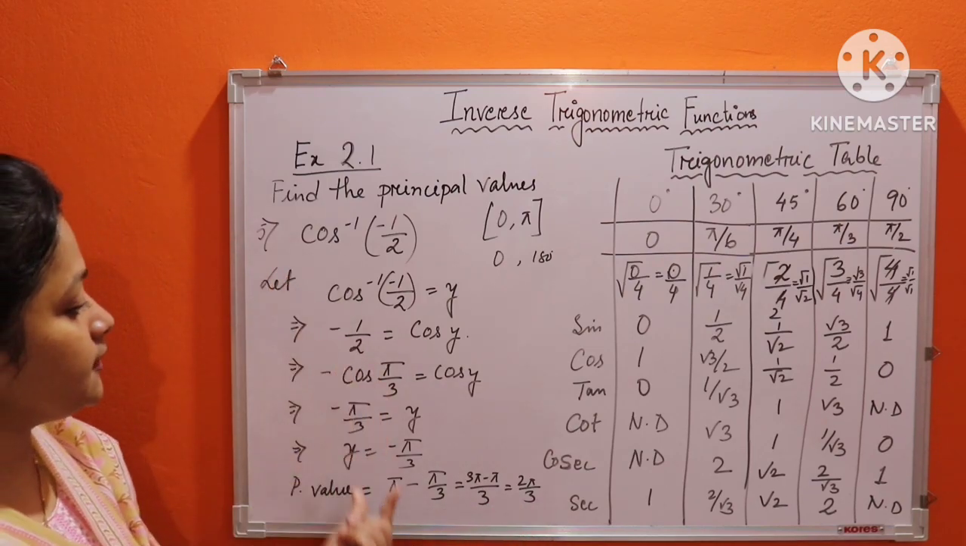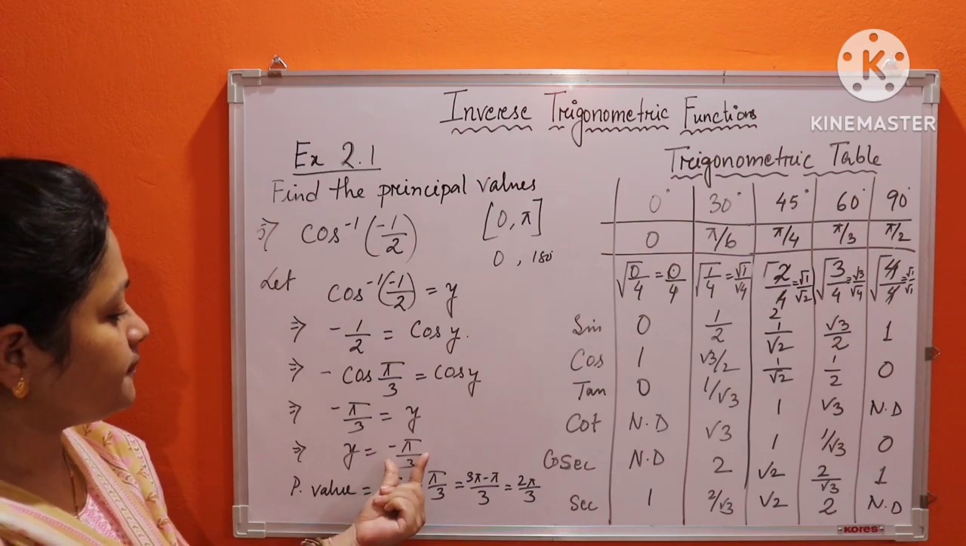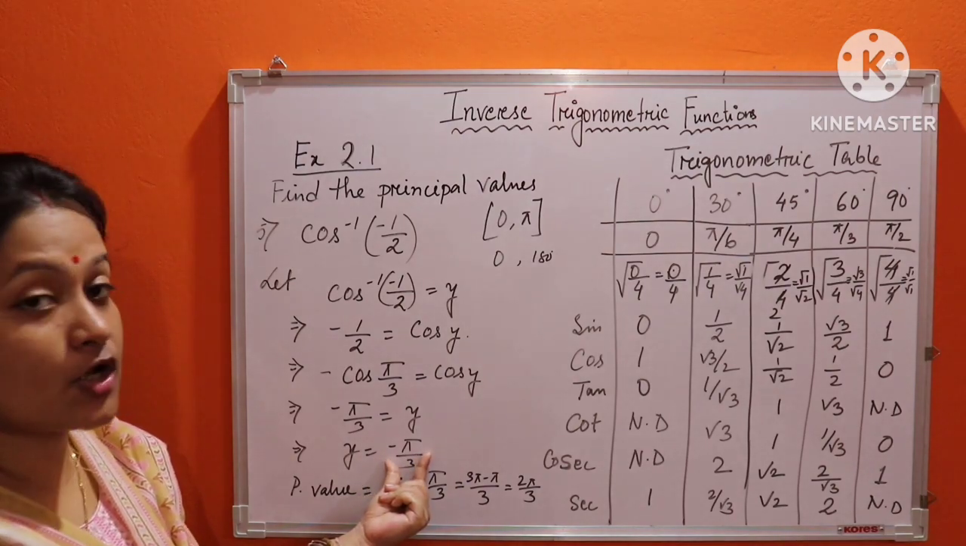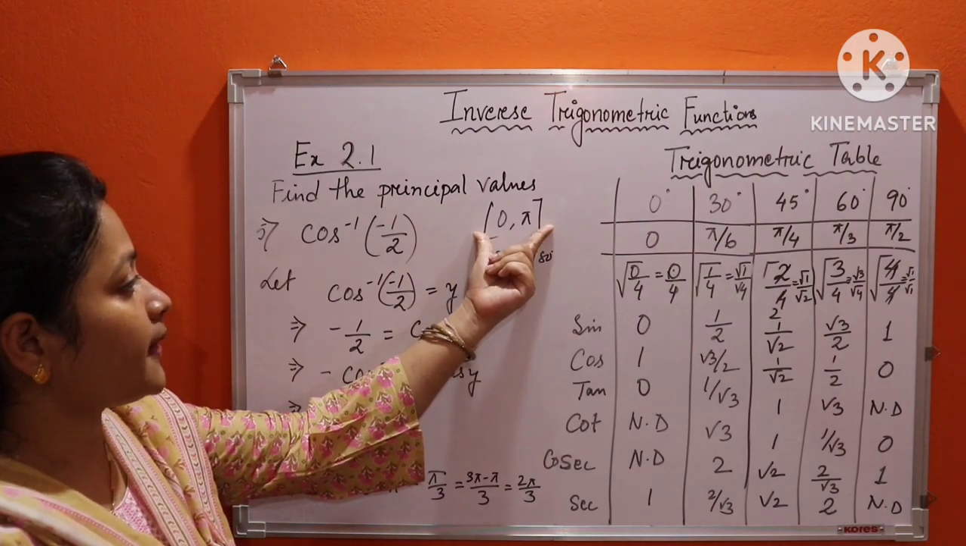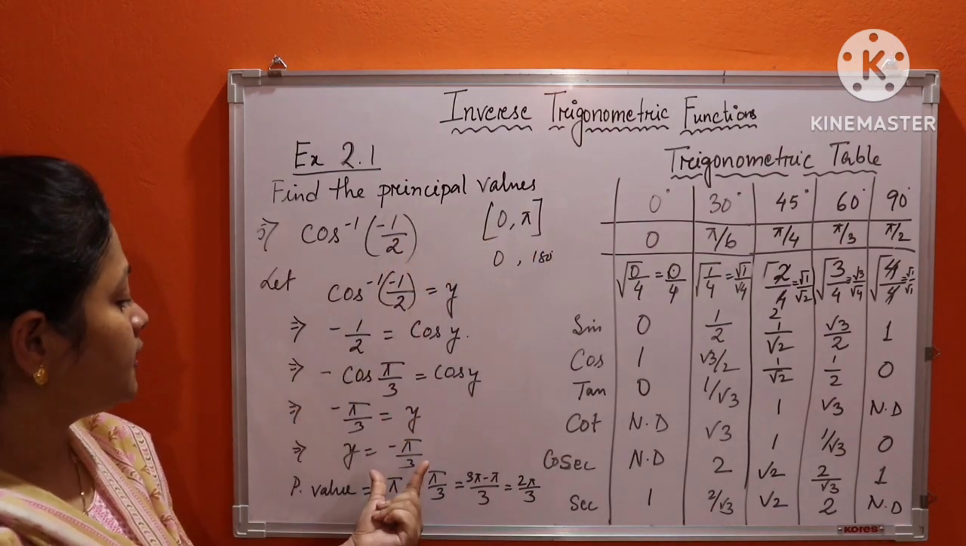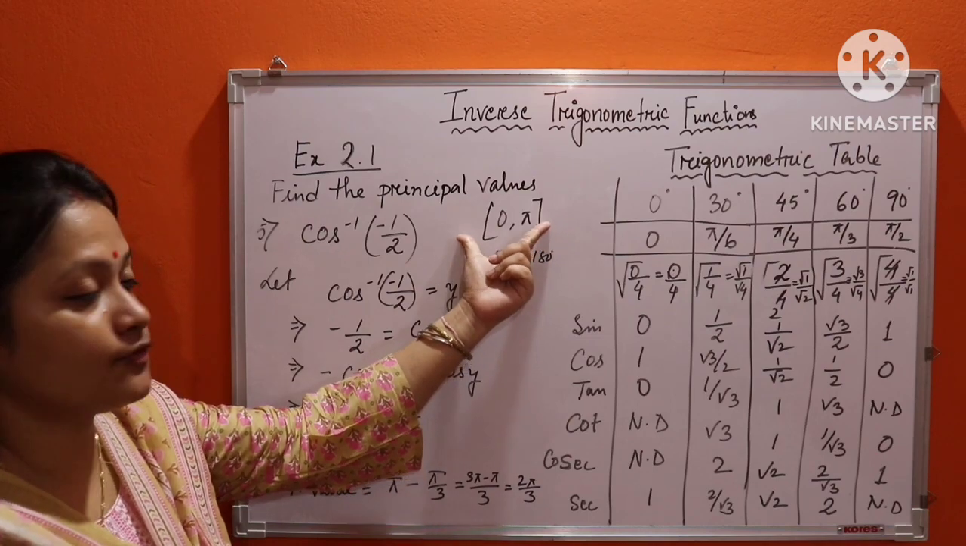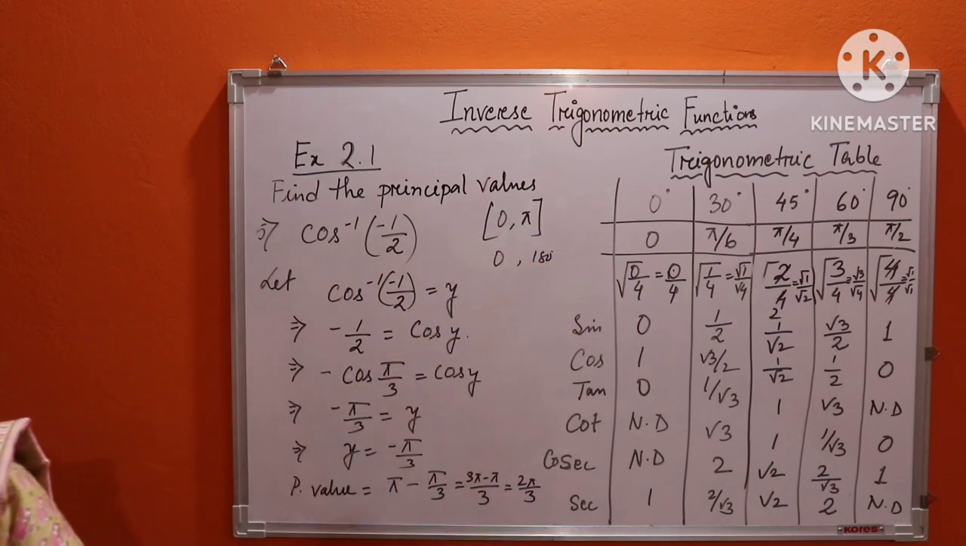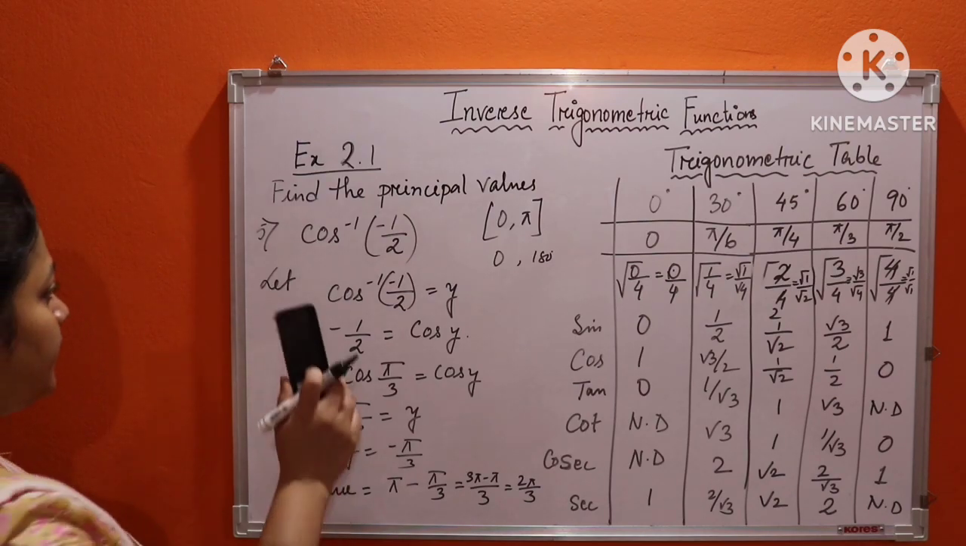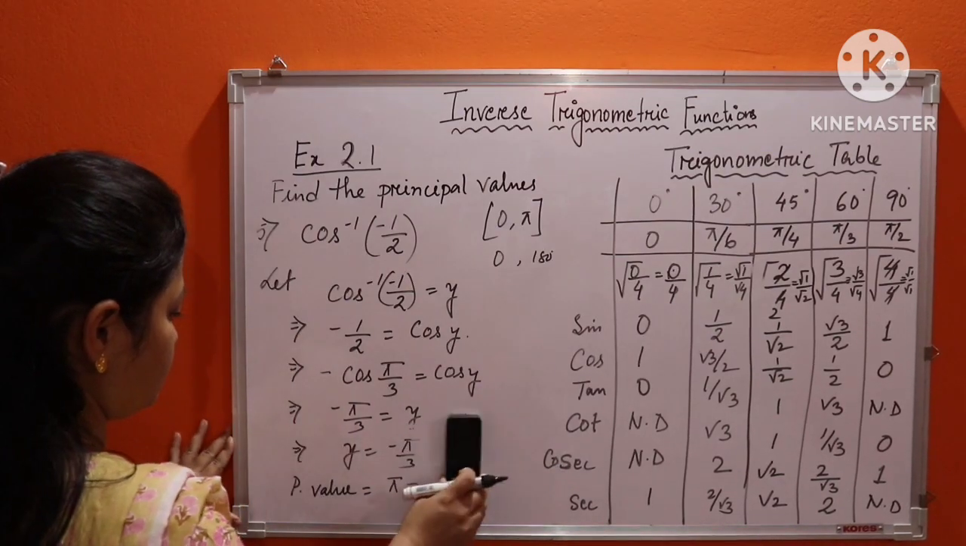So for cos it's a little bit different, because minus pi by 3 does not lie between 0 and pi. To find out the principal value, the value for y should lie between a domain, the restricted range. So hope you have understood. Let us solve the next question.